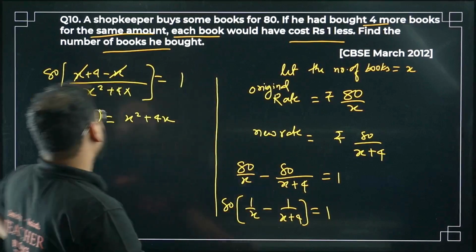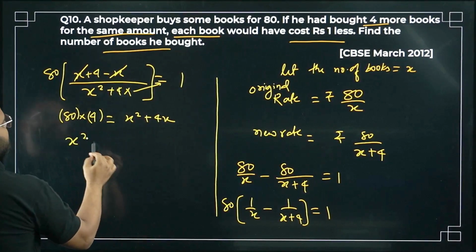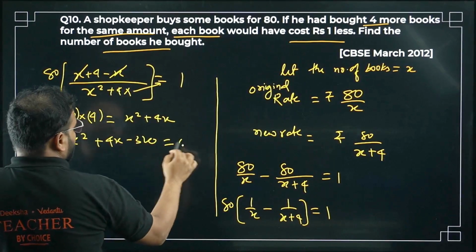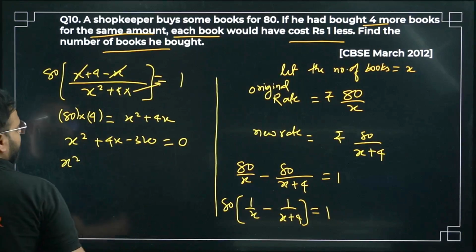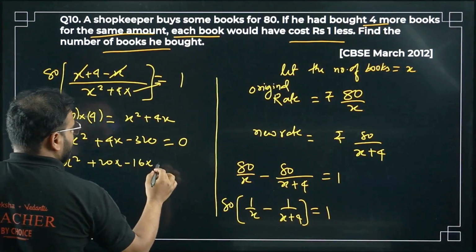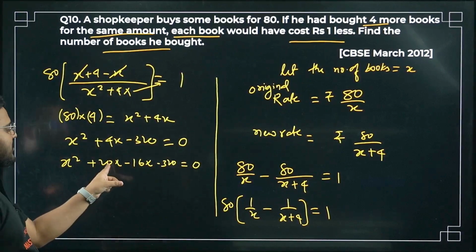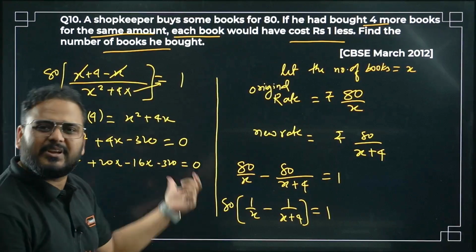Bring this to this side. Now what I'm getting is x square plus 4x minus 320 equals 0. What are the factors? Simple factors here. I want x square positive, so 20x minus 16x minus 320 equals 0. 16 times 2 is 32, with 0 it makes 320, and the difference of these will be 4x. Very simple question.